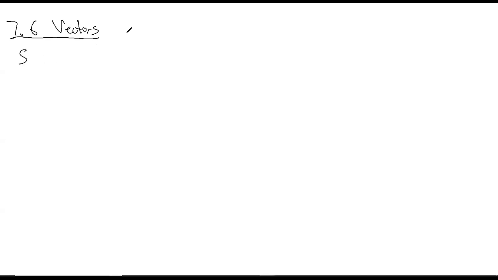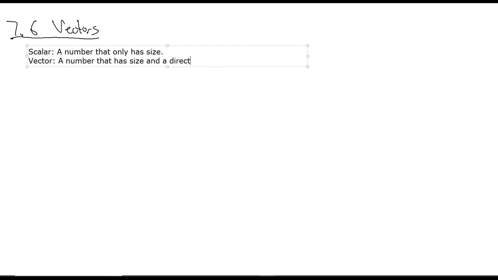And let me pull out the text just to make this a little neater. So, a couple definitions. A scalar. A scalar is something that we've dealt with all semester, believe it or not, whether we've known what it was called. A scalar is a number that only has size. Whereas a vector, the namesake of the section, is a number that has size and a direction.